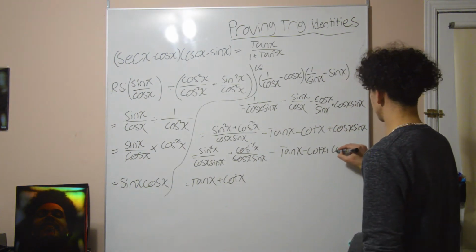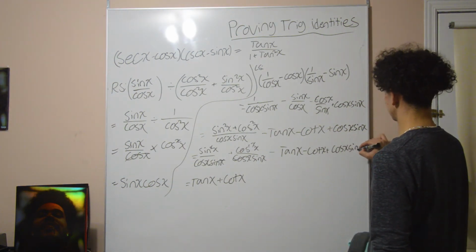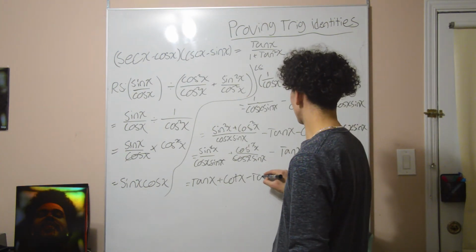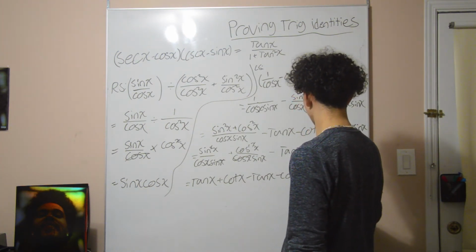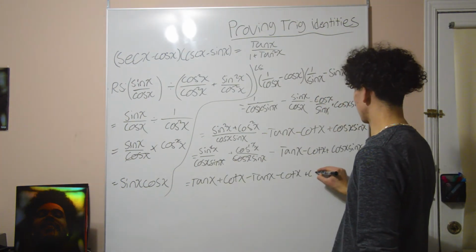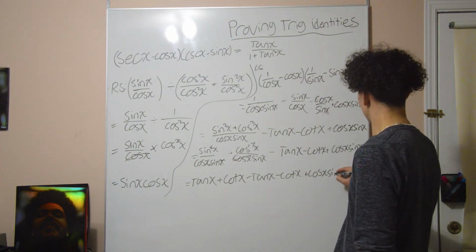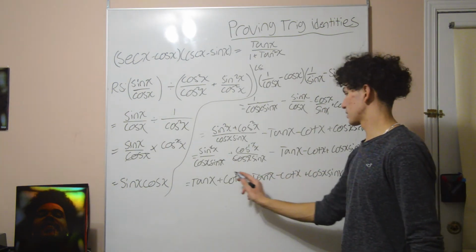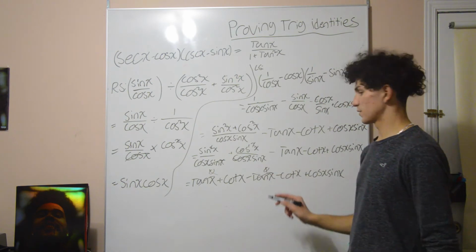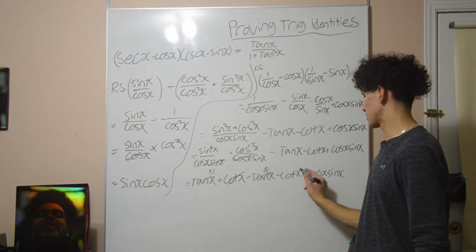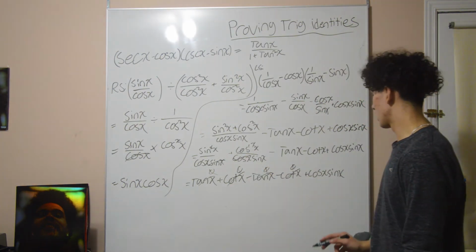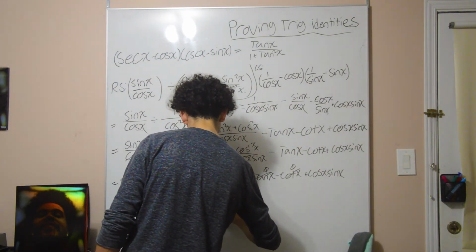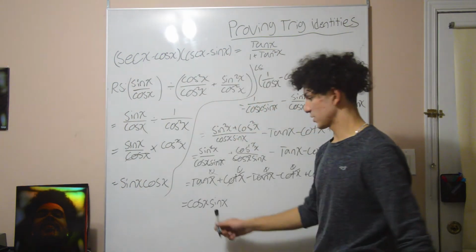Minus cos x plus cos x sine x, just like that. And from here, what we actually see is, sorry, let me just finish writing it. Cos x sine x, perfect. Tan x minus tan x, these zero out. Cotangent of x minus cotangent of x, these also zero out. And we're just left with cos x sine x, just like that.